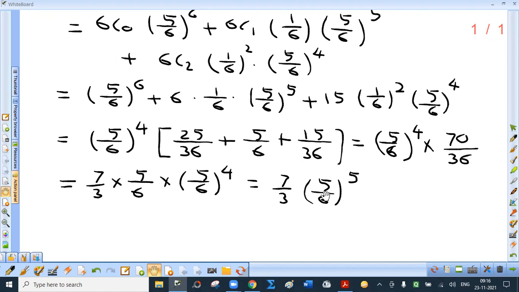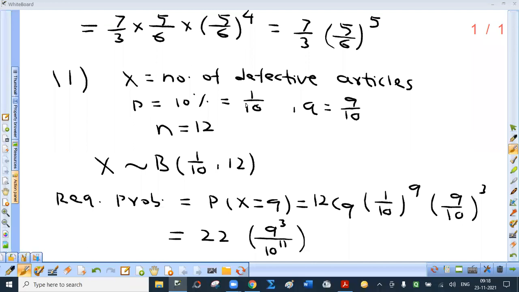Sum number 11. It is known that 10% of certain articles manufactured are defective. What is the probability that in a random sample of 12 such articles, 9 are defective? Actually, I have written important steps. You can complete the solution afterwards. X is number of defective articles. P is 10% are defective, means 1 by 10. 10 by 100 means 1 by 10. Q is 9 by 10.